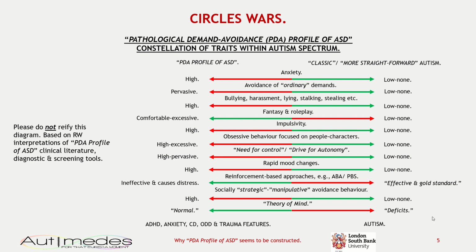I would look at it slightly differently. I would say that the right-hand side is mainly just autism, and the left-hand side is features of co-occurring difficulties like ADHD, obsessional disorder, anxiety, conduct disorder, and trauma-related features. Please do not verify this diagram. It has problematic aspects, like saying that applied behaviour analysis and positive behaviour support are effective with autistic people. A lot of autistic people would take umbrage with that.